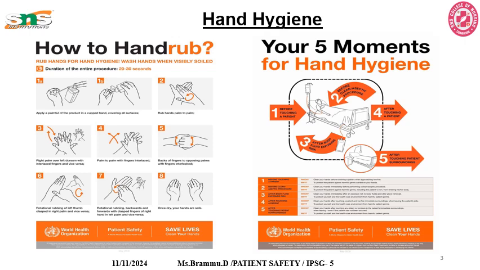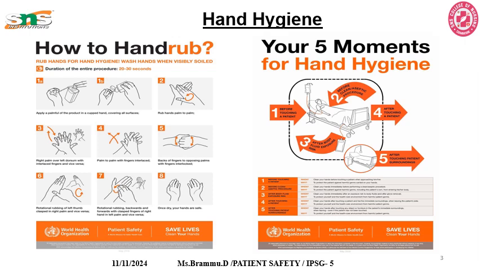Then we apply palm to palm. Then right palm over the left dorsum and left palm over the right dorsum and vice versa, with fingers interlaced. Then palm to palm with fingers interlaced. Back of the fingers opposing the palms with fingers interlaced. Then you do the thumb rotation. After the thumb rotation, we do the fingertips in rotation, then the wrist, and finally the hands are safe.